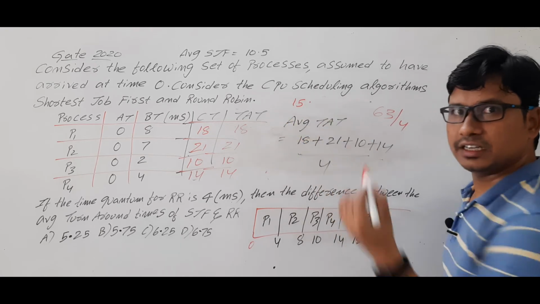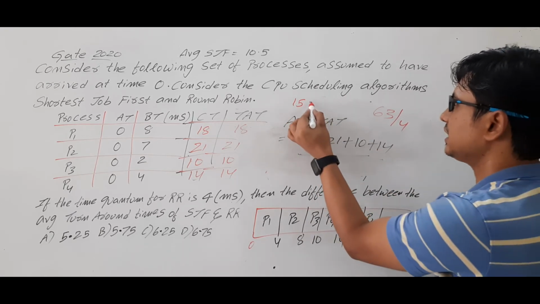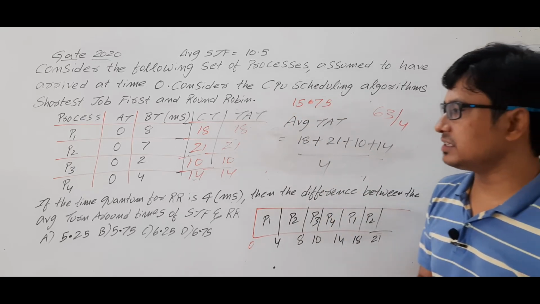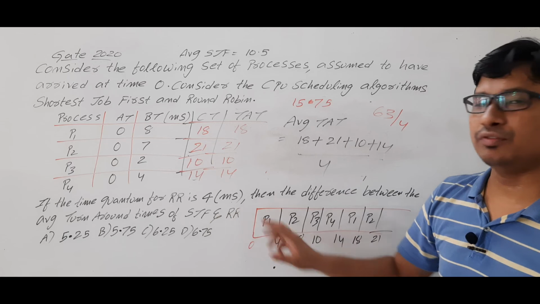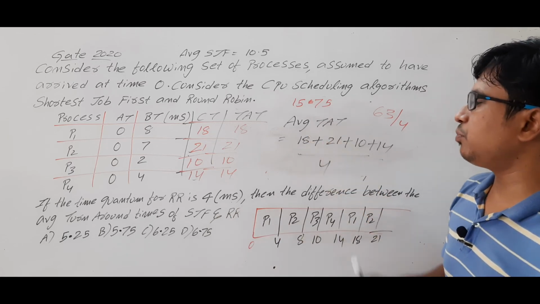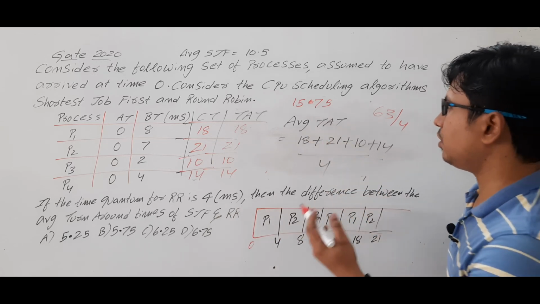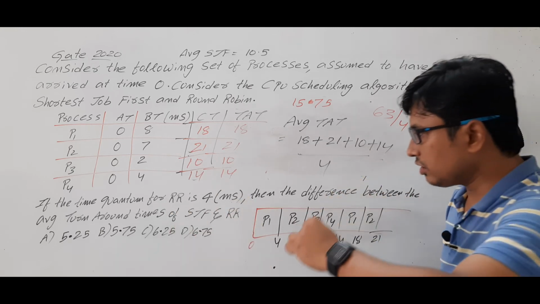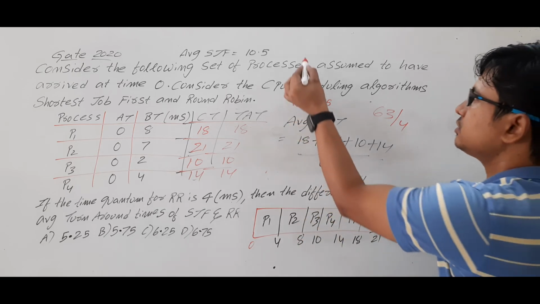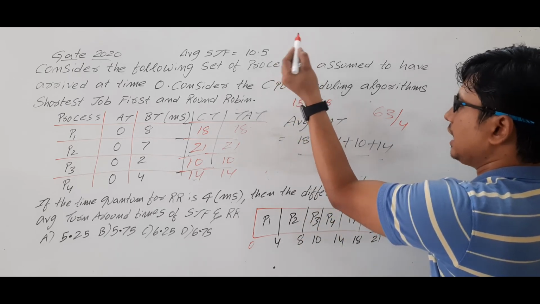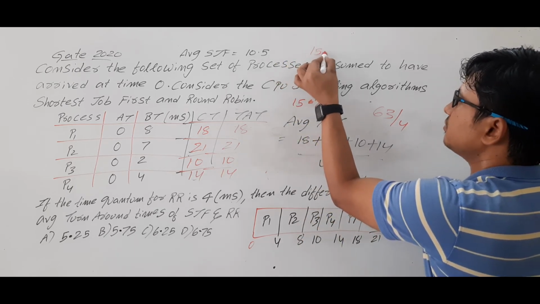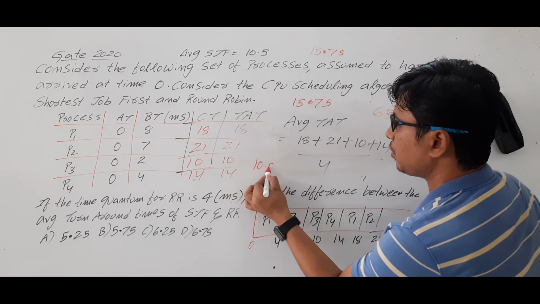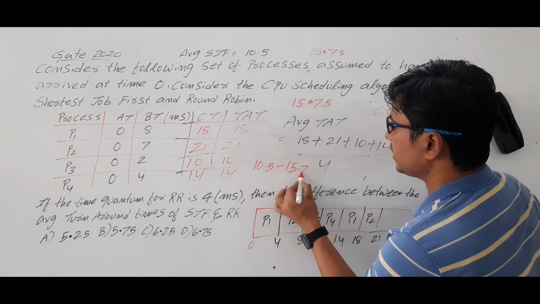15 fours is 60 and you will have the remainder 3. So you will get 15.75. So the average turnaround time of round robin is 15.75. Is it clear? What have they asked? Find the difference of shortest job first and round robin. For shortest job first we got 10.5 and for round robin we got 15.75. Is it clear?